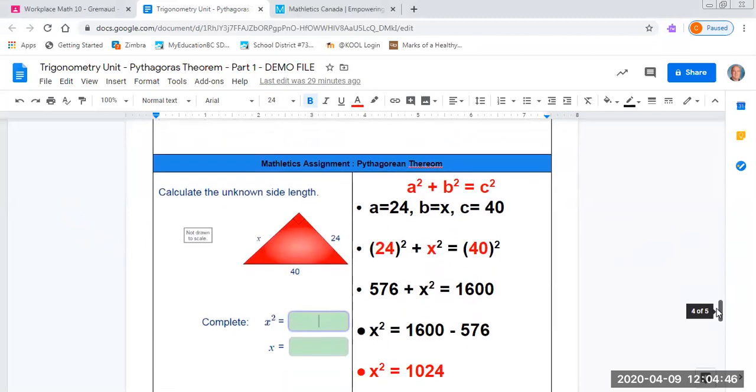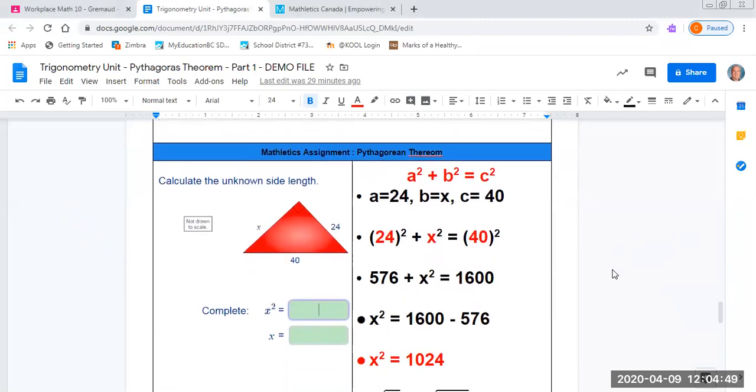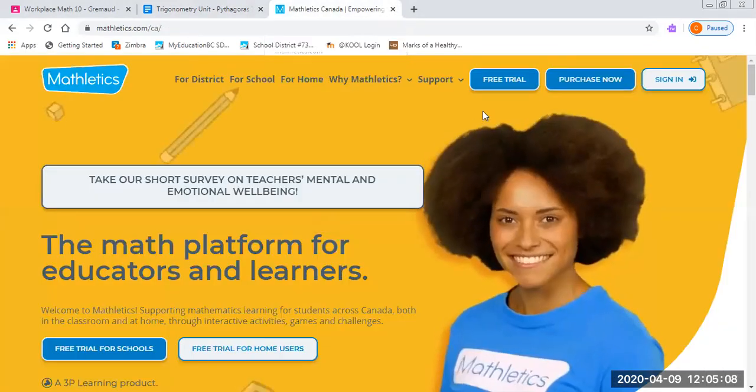So we have, up to this point, been working with worksheets and then you having to take pictures, which is a little bit cumbersome for some of you. So what I've tried to do is find an online program, and this is called Mathletics, that we can use instead to do your assignments, and then I can track how you're doing with your questions. So I'm just going to click over here to Mathletics for a moment, and I'm just going to show you what this would look like.